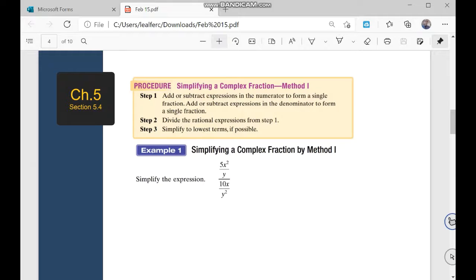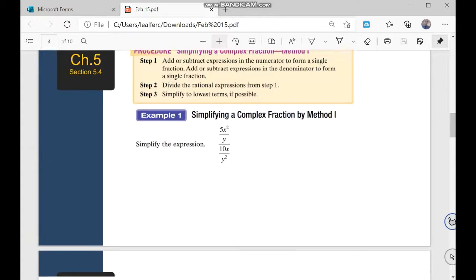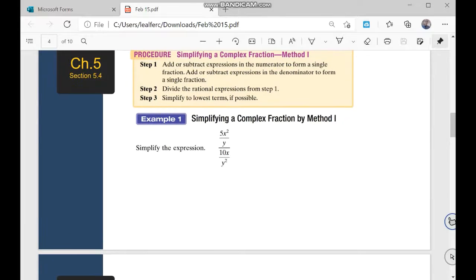Method 1, let's work here. Let's say we have this expression, 5x squared over y over 10x over y squared. We're going to apply method number 1 to simplify. Procedure: add or subtract expressions in the numerator to form a single fraction. You can skip step number 1, because you just have a single fraction on the numerator and another single fraction on the denominator. Okay? Divide the rational expression and simplify.